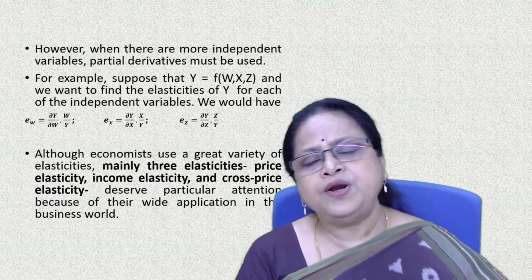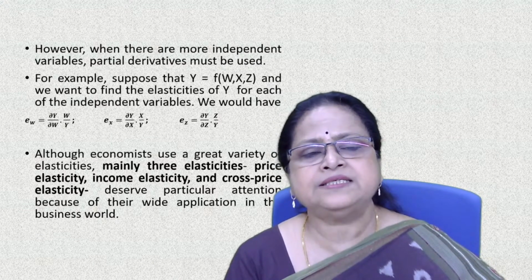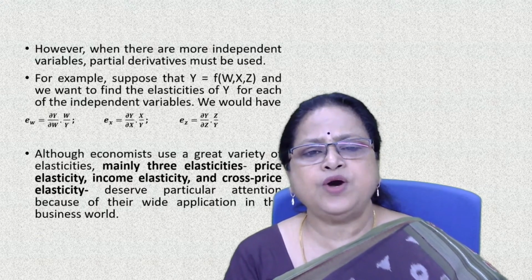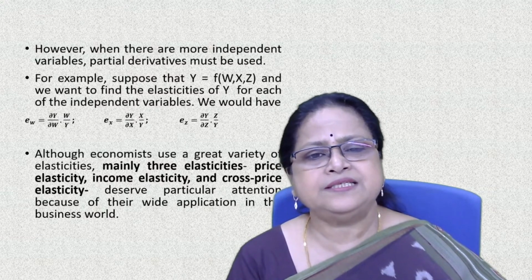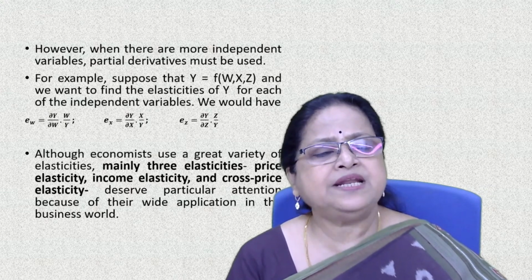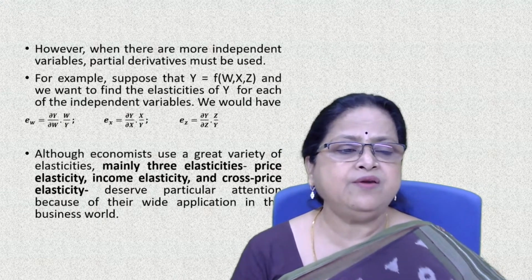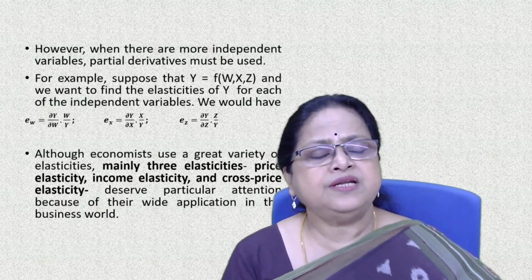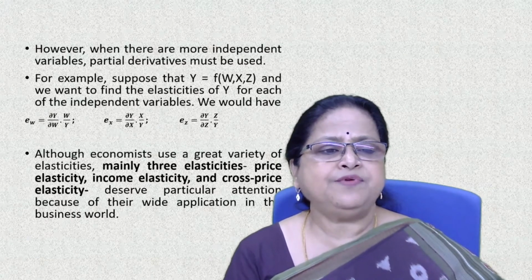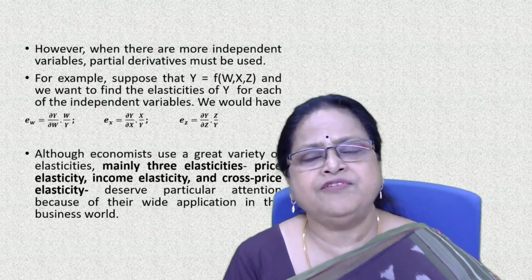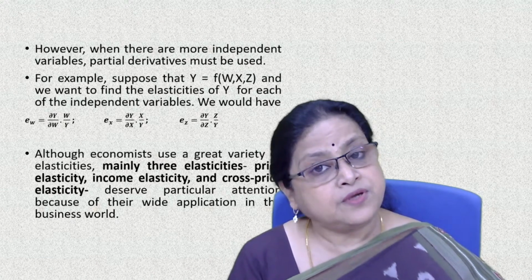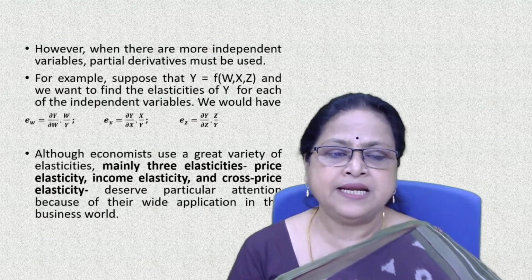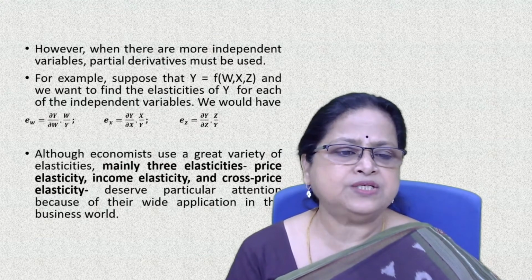So here point elasticity of demand will be measured as, suppose EW, the percentage change in y divided by percentage change in w, which can be written as del y by del w, times w by y. The del symbol is actually there. Here it implies that y is a function of variables other than w as well. And similarly, ex is equal to del y by del x into x by y, and so on.